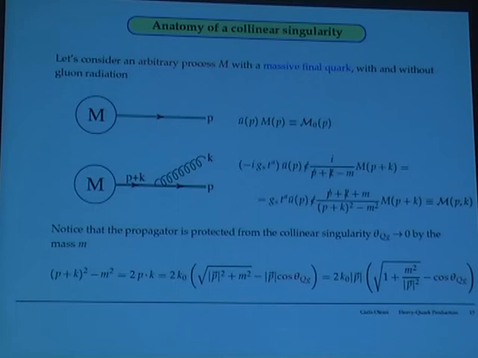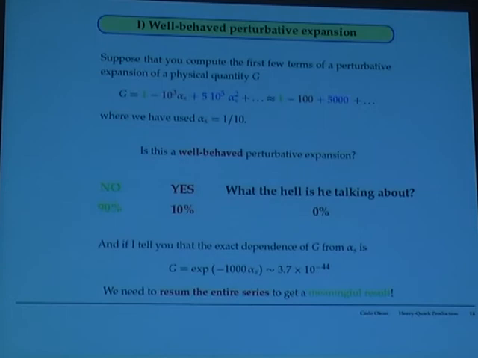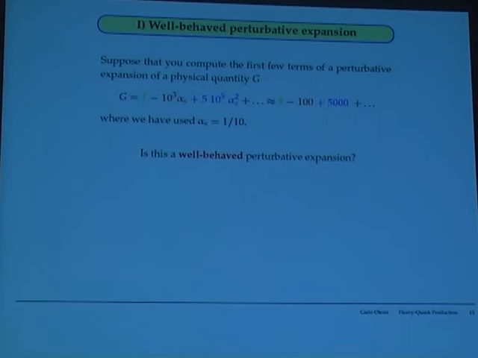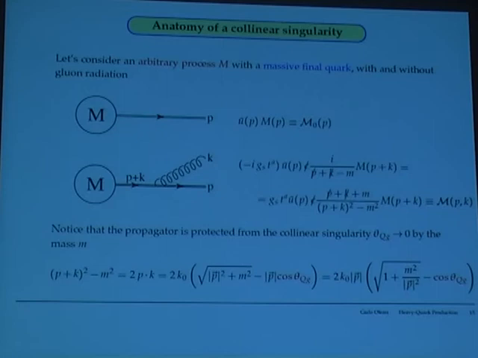And to understand, I said something and I would have liked someone to stop me and say, why did you say that? Maybe I haven't said that, but it's written here that the mass M acts as a cutoff for the collinear singularity. So you've seen that with the mass, the collinear singularity has gone away. But are we sure that it's really the collinear singularity the problem, or the problems might come from something else?